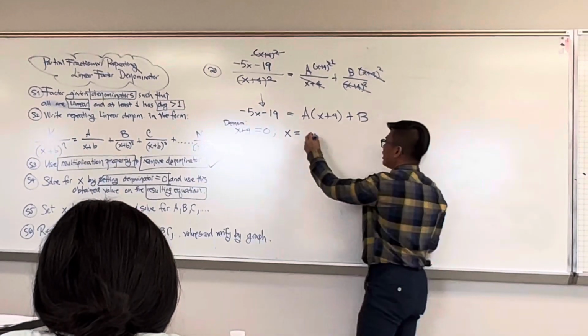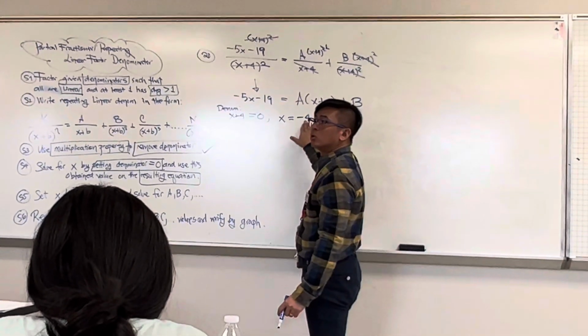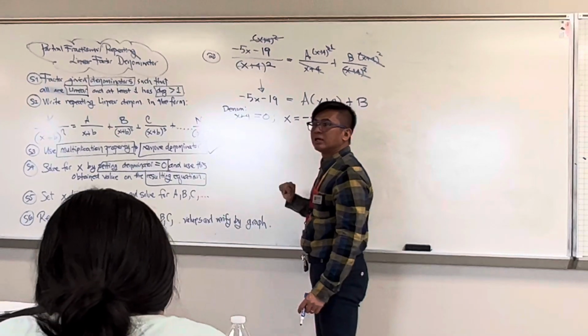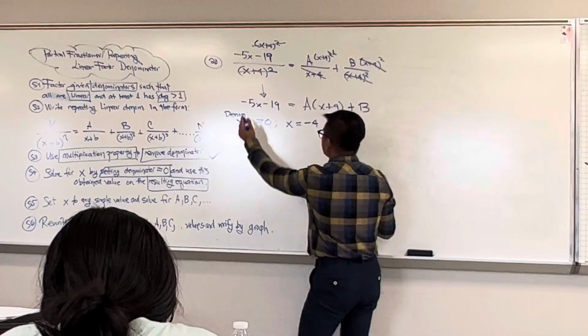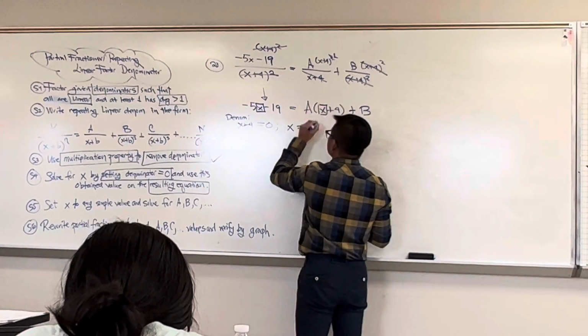Negative 4. There we go, right? And again, what do you do with that negative 4? You replace these x's with what? Negative 4. Get it? Let's do that one in here, guys. Ready? So this x, replace it with that. Okay.